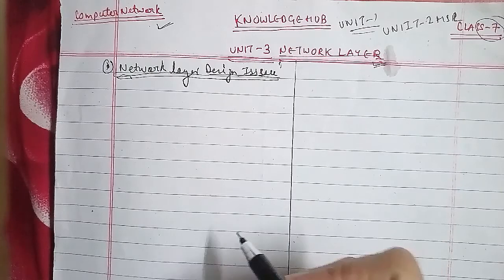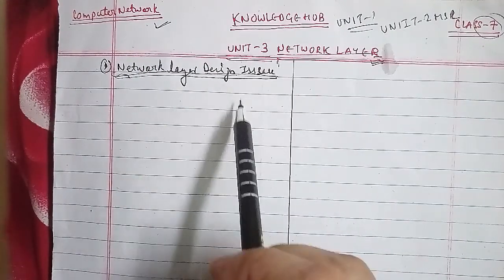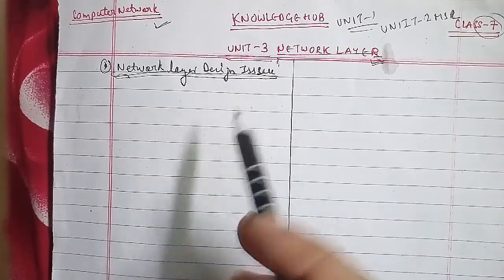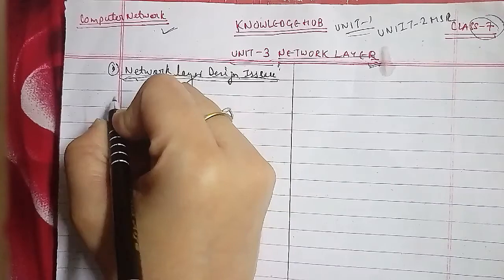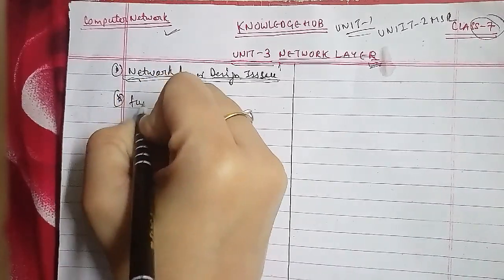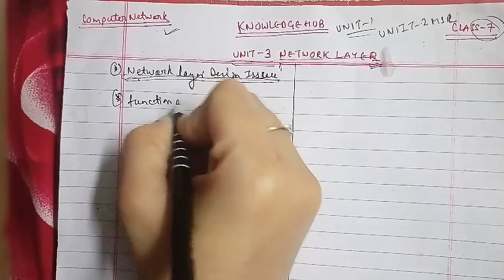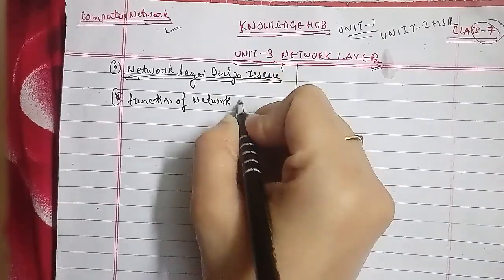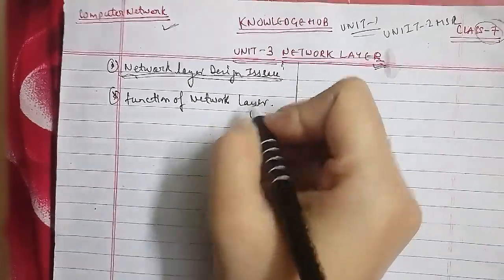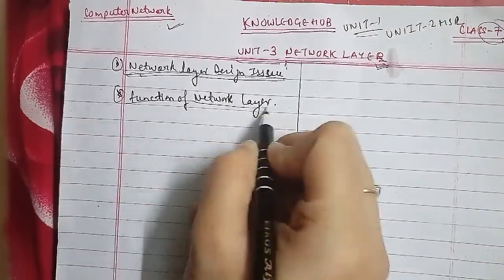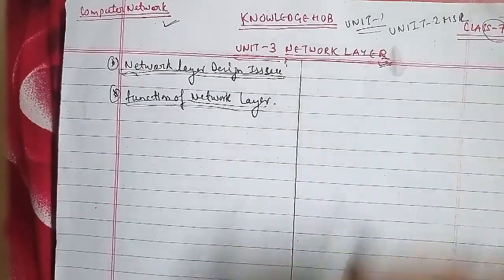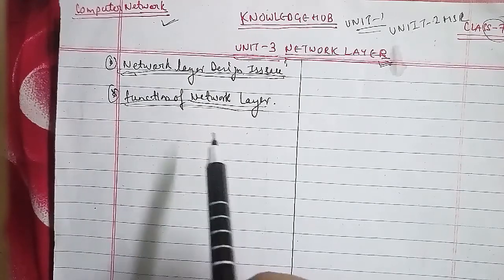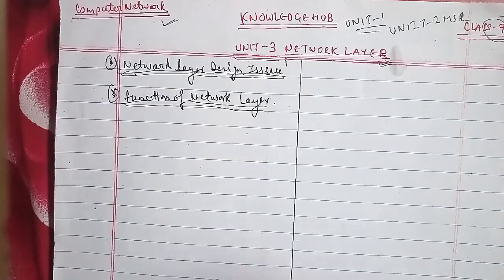In reference to the network layer design issues, the question they can ask you is: what are the functions of network layer? So we'll start with the functions of network layer. In the functions of network layer, which is very important because the unit name is only network layer, we have three important functions. The first function is path determination.